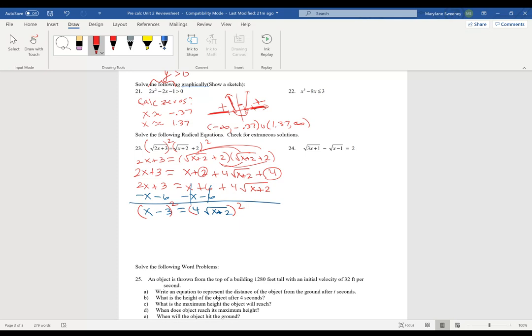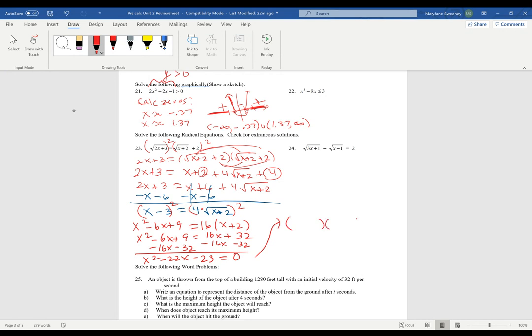If I square on one side of the equation, I have to square on the other. So this would be x squared minus 6x plus 9. That's foiling that. Here, 4 squared is 16 times the radical squared, which is the thing under the radical. The reason I said times is because that's what 4 radical x plus 2 means. It means 4 times, so it stays multiplication. Distribute the 16, move everything to one side, and then we're ready to factor.